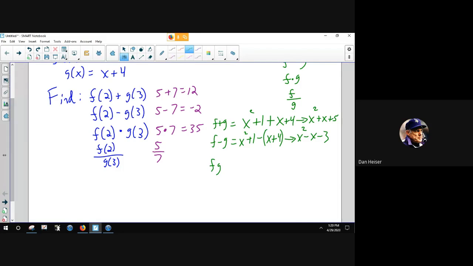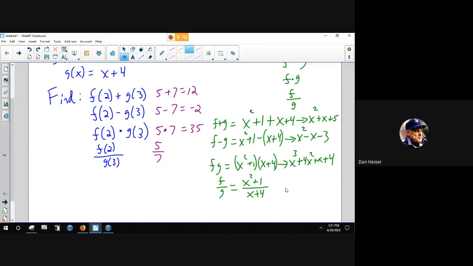f times g, multiplying this out, we have the following, and then f over g, the simplest one, over x plus 4. That is the simplest of them because nothing will reduce. This is some function arithmetic.